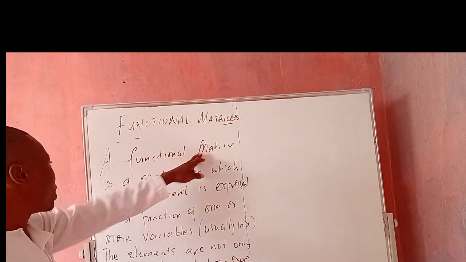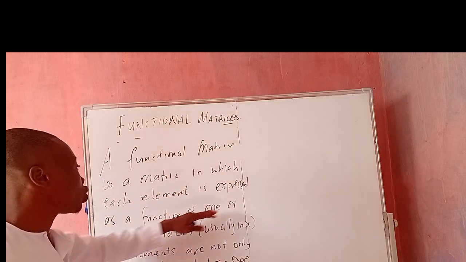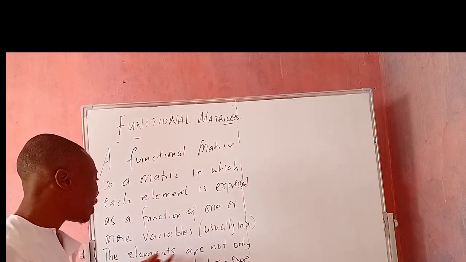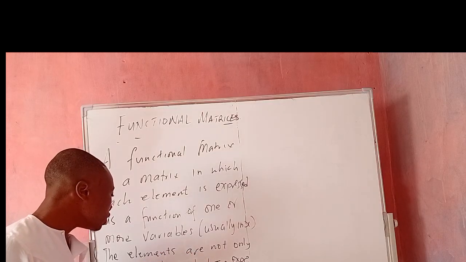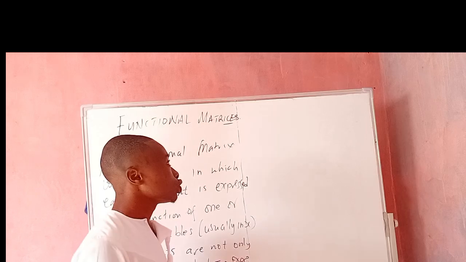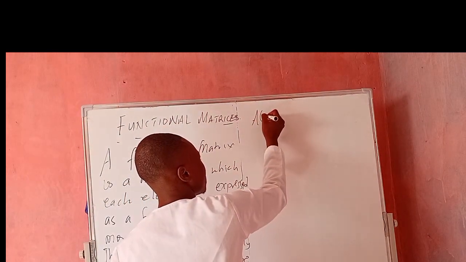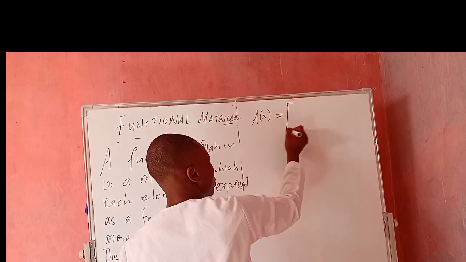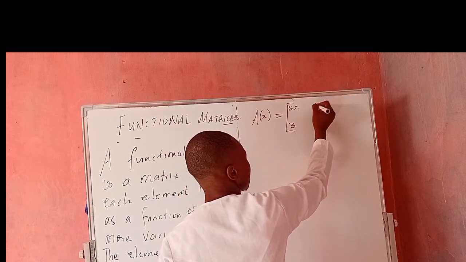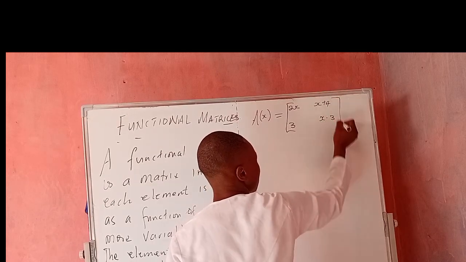So we say a functional matrix is a matrix in which each element is expressed as a function of one or more variables, usually in x. We say the elements are not only numbers, but algebraic expressions. So let me give an example. Let me say the functional matrix A(x) is equal to 2x, 3, x plus 4, and x minus 3.